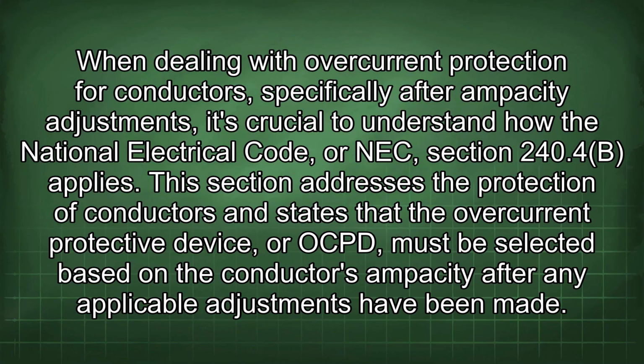When dealing with overcurrent protection for conductors, specifically after ampacity adjustments, it's crucial to understand how the National Electrical Code, or NEC, Section 240.4(B) applies. This section addresses the protection of conductors and states that the overcurrent protective device, or OCPD, must be selected based on the conductor's ampacity after any applicable adjustments have been made.